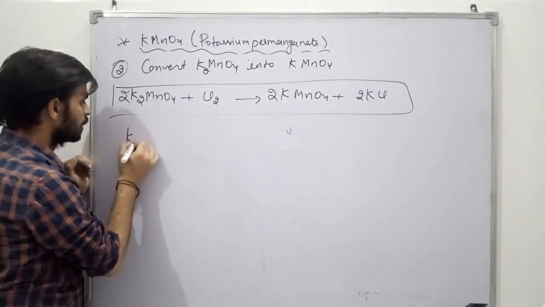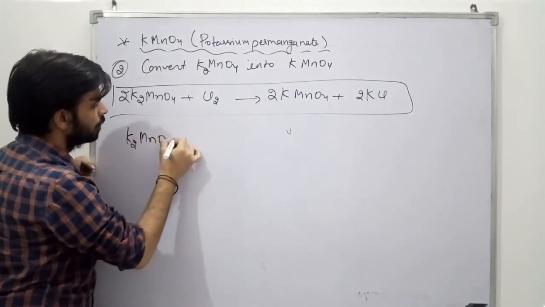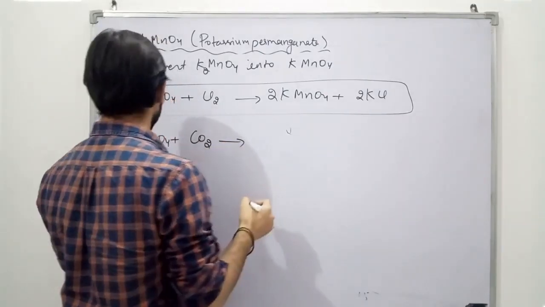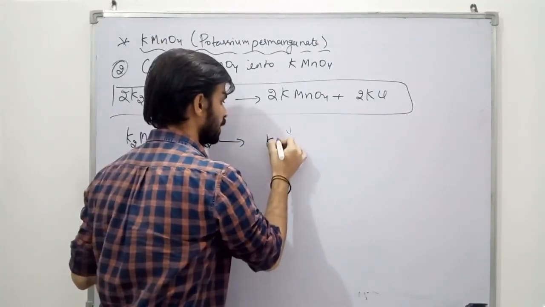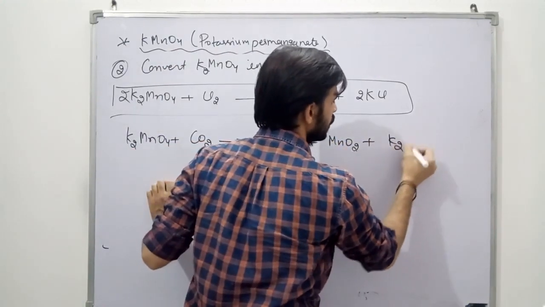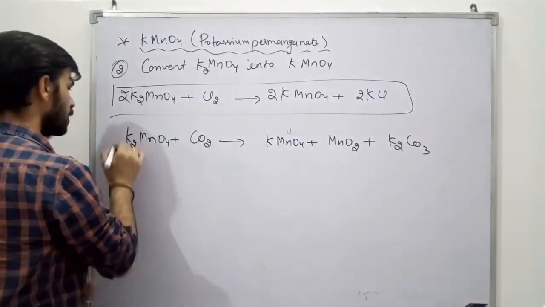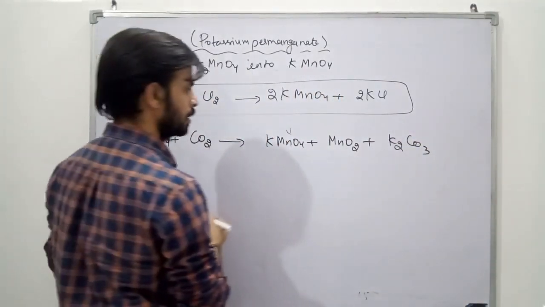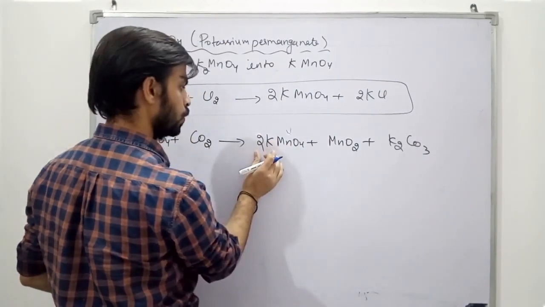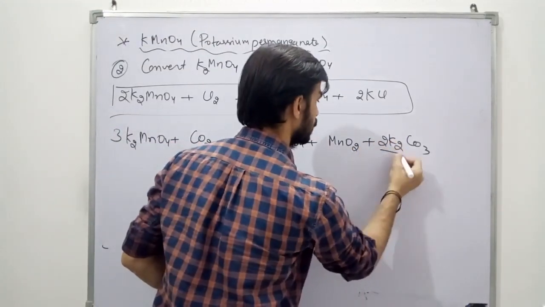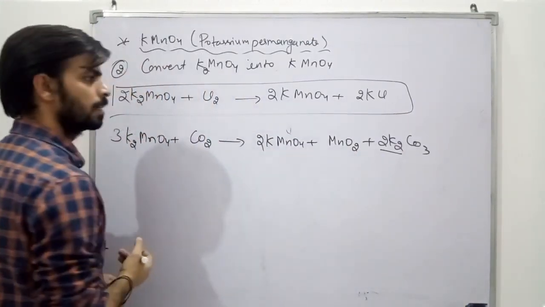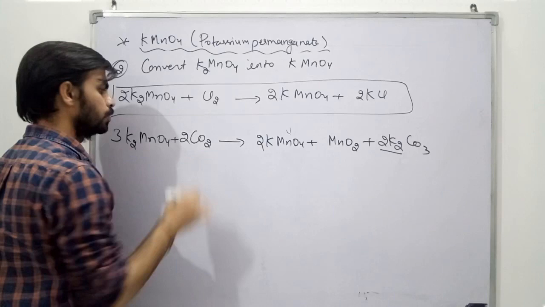For example, K2MnO4, when treated with carbon dioxide, converts into potassium permanganate: KMnO4 plus manganese oxide plus K2CO3. Now multiply this equation by 3, and this by 2. Then we have 2 plus 4, 4 plus 2 is 6, 3 manganese, 2 plus 1 is 3 manganese, and carbon dioxide, carbon 2, 2.